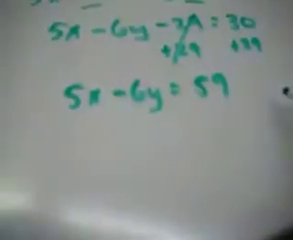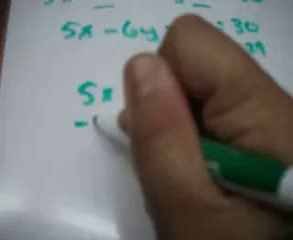Okay, now I have to bring over that x to this side because y has to be by itself. So I'm going to subtract by 5x, so that cancels it out. Subtract by 5x. Alright, so I'm going to have negative 6y equals minus 5x, add 59.